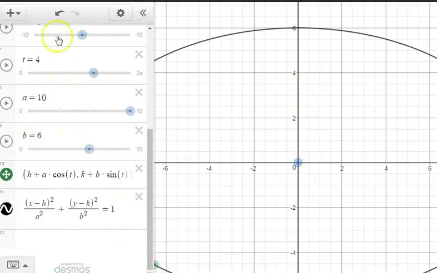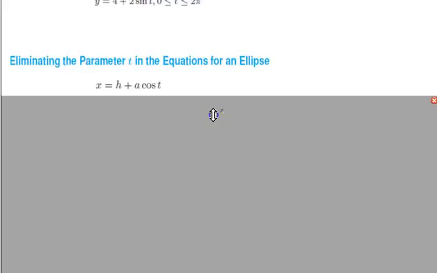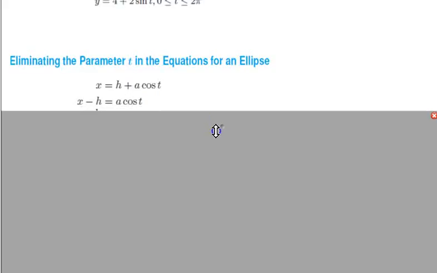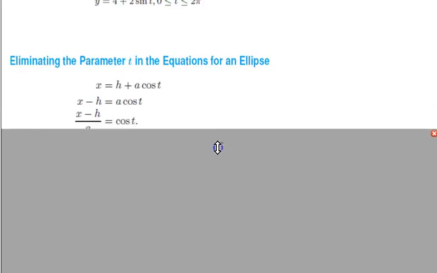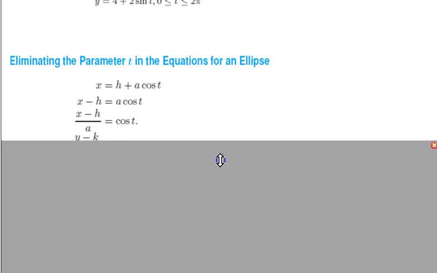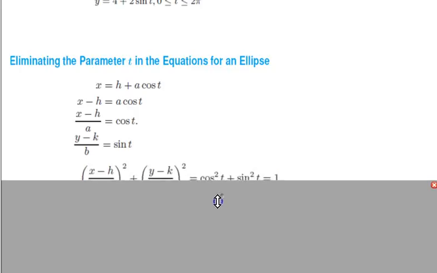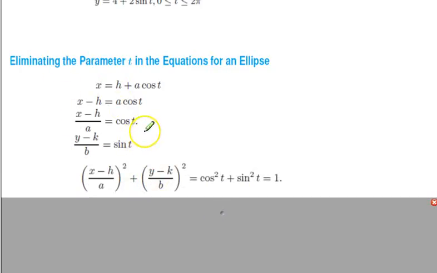Okay, let's take a look at something else. Let's look at how you can implicitly define an ellipse. If you remember, x equals h plus a cosine t for the parametric definition of an ellipse. If I subtract h from both sides and divide by a, we have cosine t is x minus h over a. Then if I do the same thing for y, I get y minus k over b is equal to sine t. So if I square both sides and add them, I get something that looks like this.